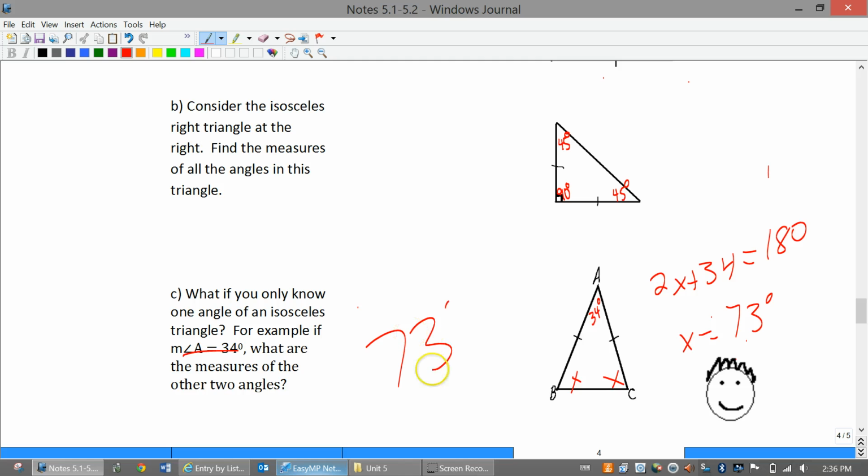So our answer to the question purpose is not x equals 73, because we don't care about x, because we added that in there so that we could do the problem. It was not in there originally. We just care that it's 73 degrees. Okay?